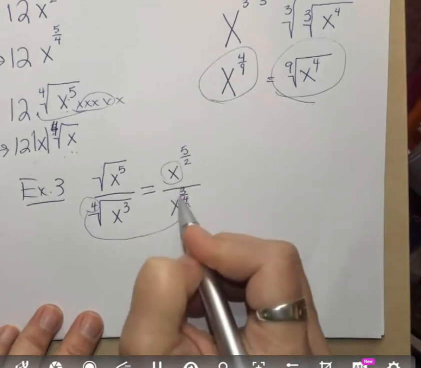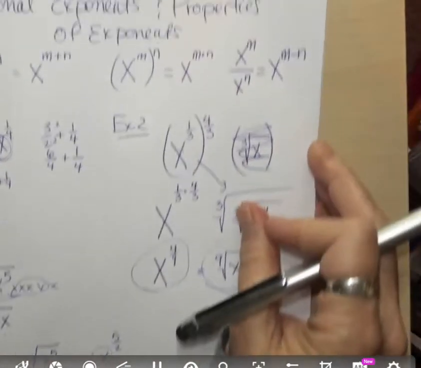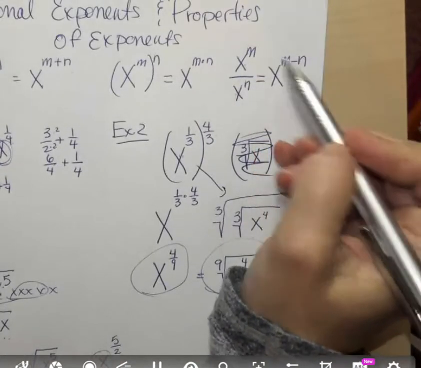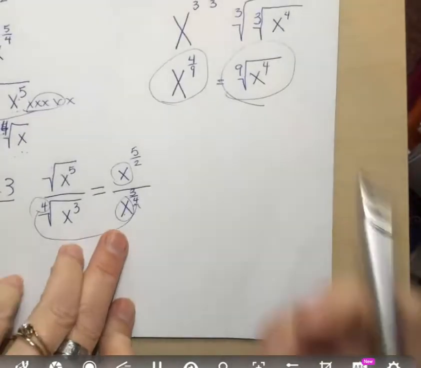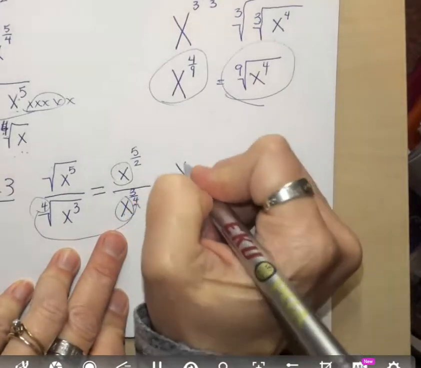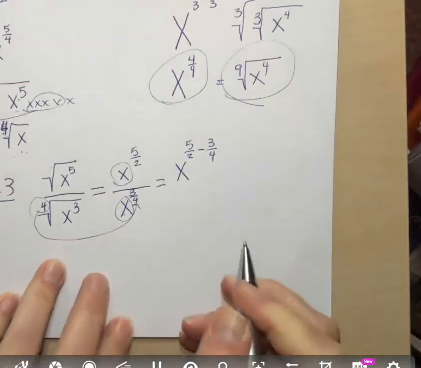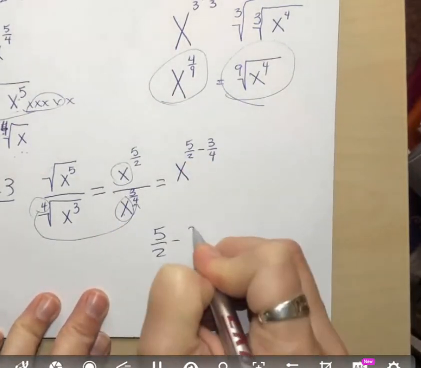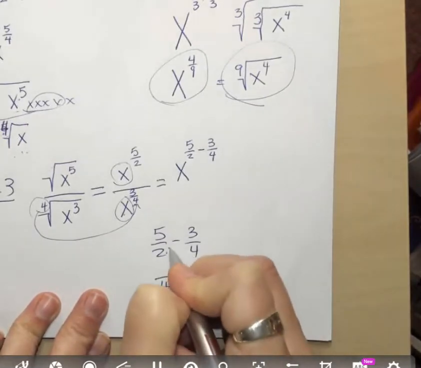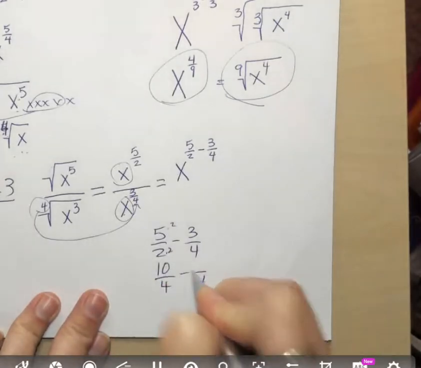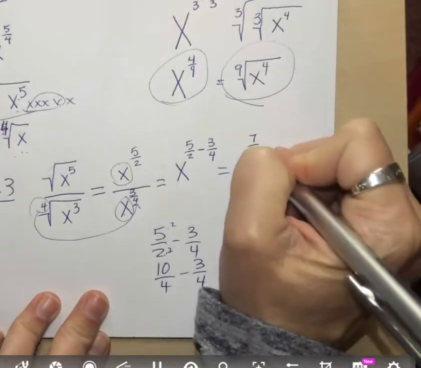I have the same bases, so if I have the same bases, I'm going to use this rule. Same base, I subtract the exponent in the numerator minus the exponent in the denominator. So this is going to equal x to the 5/2 minus 3/4. All right, so 5/2 minus 3/4, the common denominator would be 4. And this would give me 10/4 minus 3/4 equals x to the 7/4.